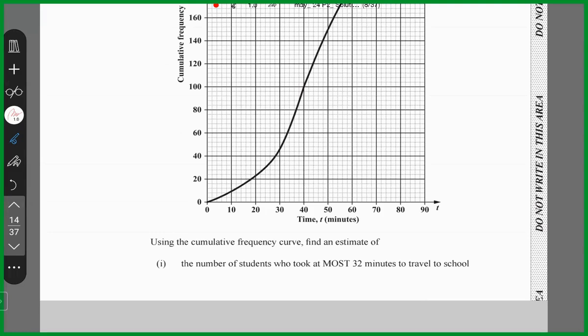So the first thing I need to do is to find out which student took 32 minutes to travel to school. So at 32, I'm going to draw up a straight line. And where it hits the curve, I'm going to draw a horizontal line.